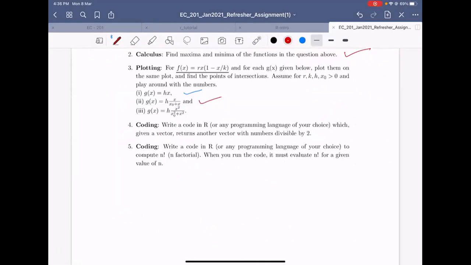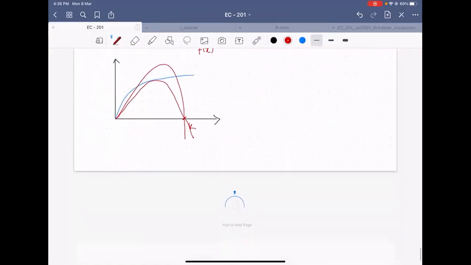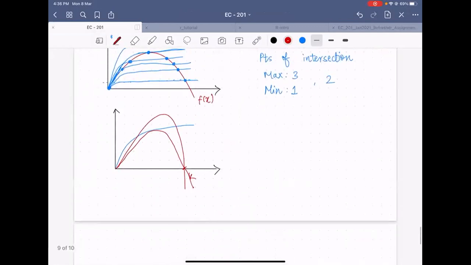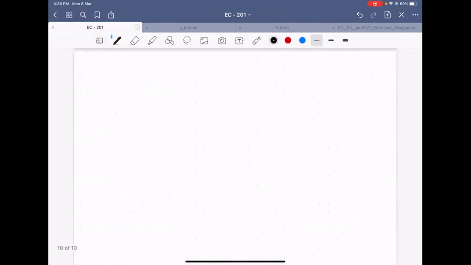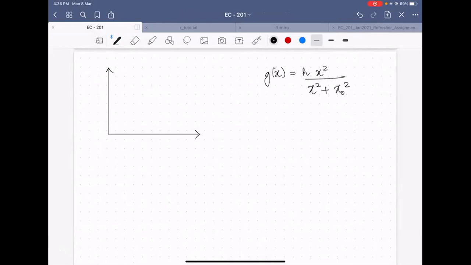Now we come to the very interesting third part of this question, which is, I don't know, this is a scary function. I would call it a scary function. Scary looking. Okay, so now my g(x) is similar to the previous function, but it's slightly different. So this is x square plus x naught square.